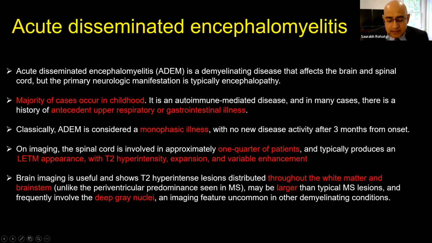In kids, an entity which has been described is acute disseminated encephalomyelitis, which is a disease that affects the brain and spinal cord. Most cases occur in childhood, and there's usually a preceding respiratory or GI illness. Classically, it's a monophasic illness. And again, on spinal cord imaging, you have a longitudinally extensive transverse myelitis, expansion and variable enhancement. Brain imaging is usually useful in patients where you're suspecting acute disseminated encephalomyelitis. As you will see, T2 hyperintense lesions throughout the white matter, as well as involvement of the deep brain nuclei.